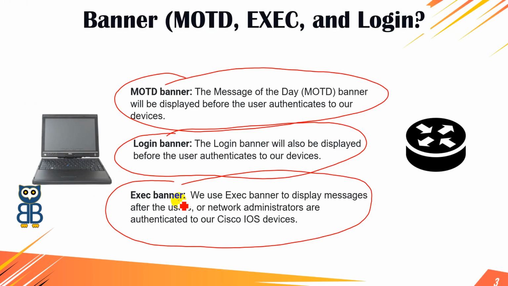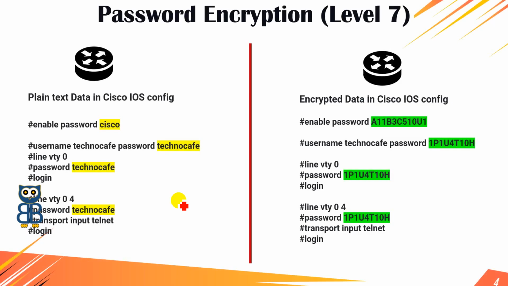So let's move to the next topic, which is password encryption, where we are going to encrypt plain text passwords into level 7 passwords. Most of the passwords are stored by default as clear text in the router. This means that anyone standing behind you is able to see the passwords configured on the router. Generally, it happens when you type the command show running config or show startup config. This is called shoulder surfing.